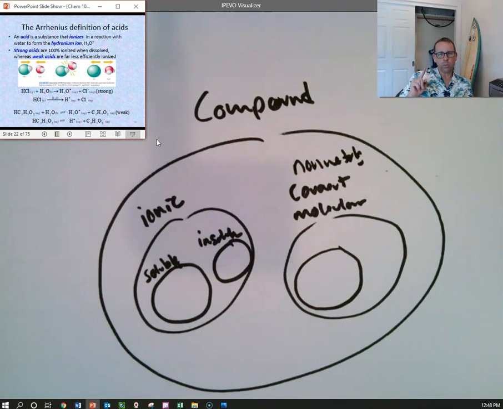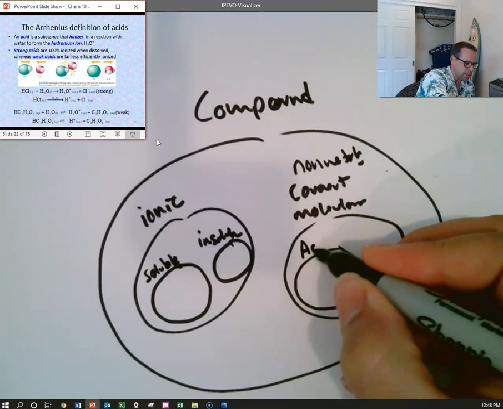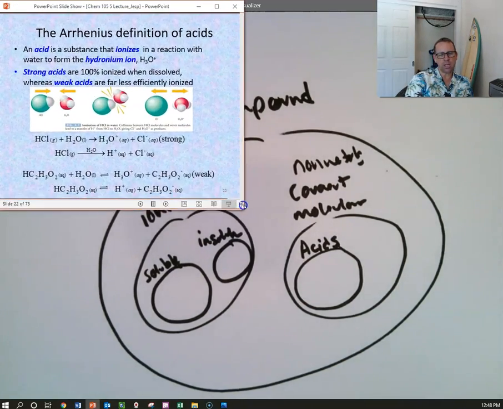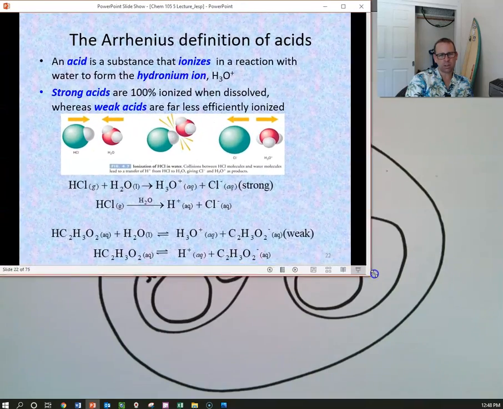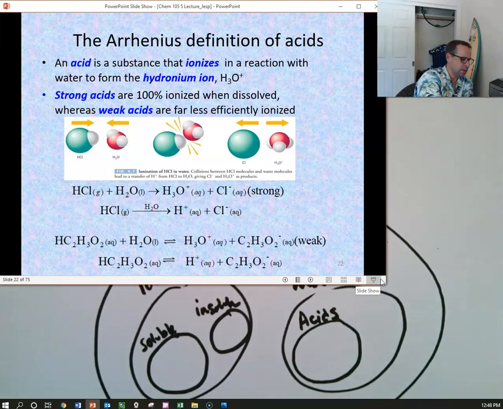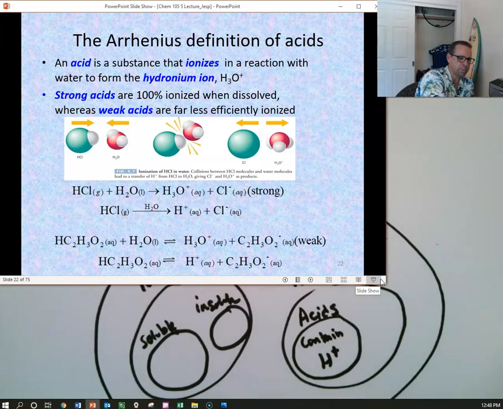However, when you put them into water, they dissociate. Isn't that crazy? And we have a special name for them, and it is acids. All right? So acids are compounds that are molecular, no metals, but when you put them into water, they dissociate. And another characteristic of acids, they always contain an H plus ion.